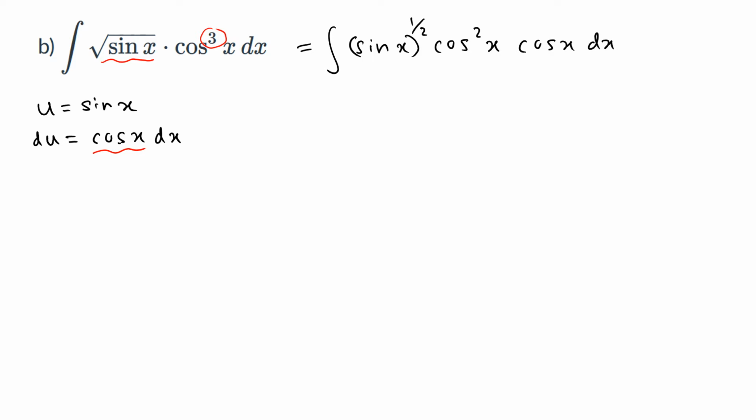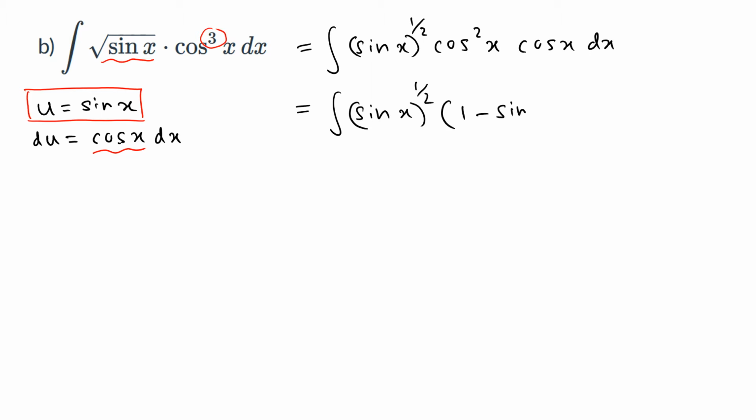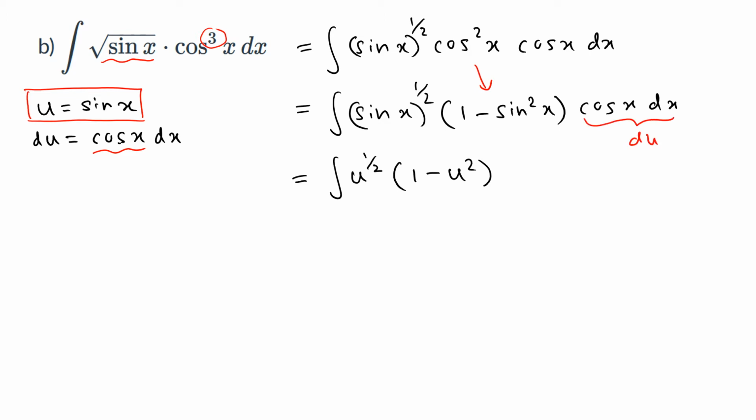Now we're gonna rewrite everything else in terms of sine, because that's the substitution. So we can write everything else in terms of sine. So that means we can write this one as sine x to the 1 half. Some steps are unnecessary, but I'm writing this for clarity. And then we're gonna leave this term like that, because that's the derivative. Okay, now we can substitute. So once you substitute, this is u to the 1 half, and this becomes 1 minus u squared. Cosine x dx is simply du.